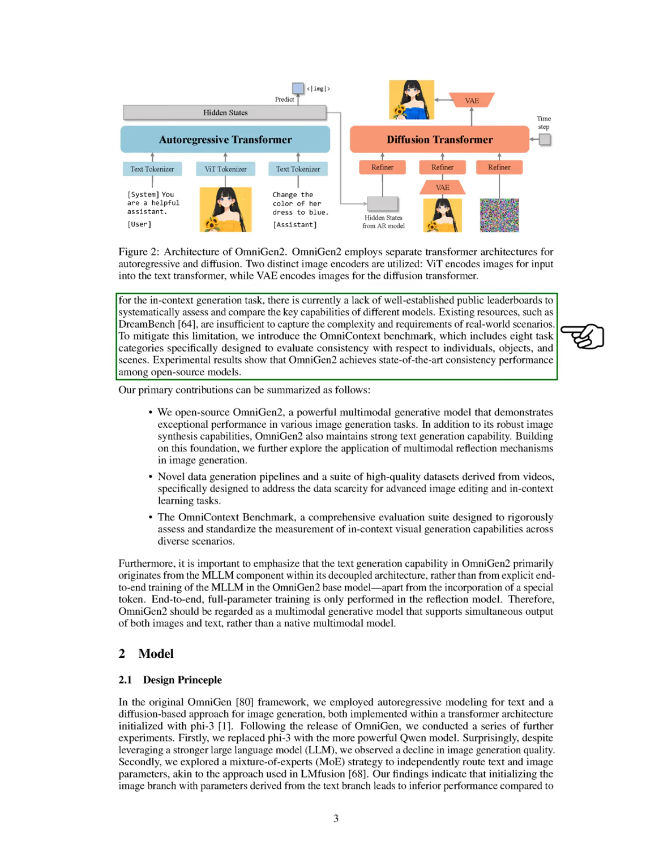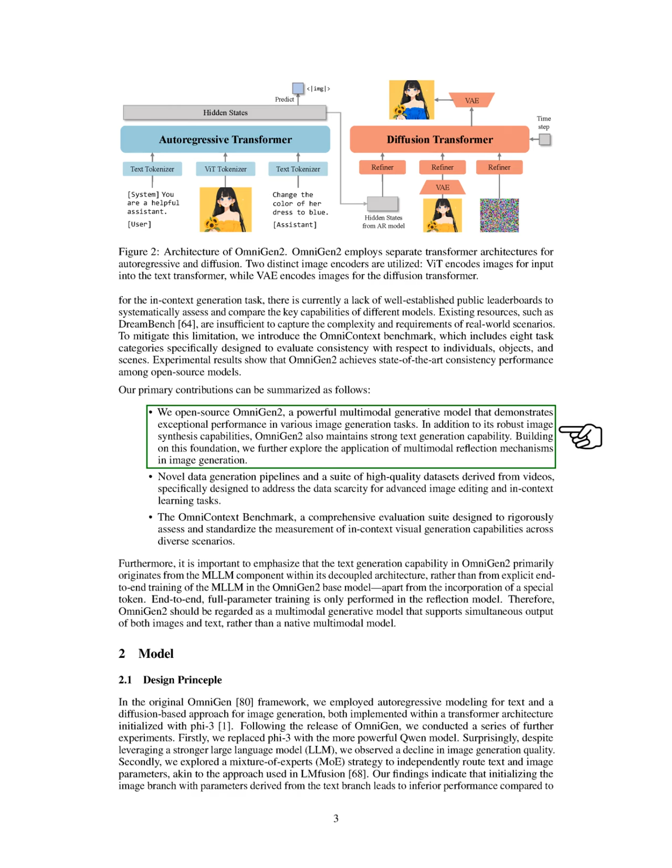Our evaluation of OmniGen2 shows it performs competitively across various tasks, including text-to-image generation, image editing, and in-context generation. However, there is currently no established public leaderboard for assessing in-context generation capabilities systematically. Existing resources like DreamBench do not adequately capture the complexities of real-world scenarios. To address this, we introduced the Omni Context Benchmark, which includes 8 task categories designed to evaluate consistency regarding individuals, objects, and scenes. Our experiments indicate that OmniGen2 achieves top consistency performance among open-source models.